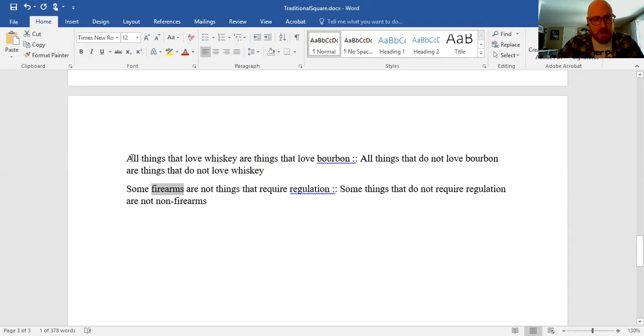Again, all things that love whiskey are things that love bourbon, all S are P. We would have all things that do not love bourbon, all non-P, are things that do not love whiskey, non-S. Some S are not P, some firearms are not things that require regulation. If we contrapose that, it would be some things that do not require regulation, some non-P are not non-firearms, are not non-S. Once again, you should consider yourself lucky that we do not speak in contraposed categorical language on a daily basis, because this can get really confusing.